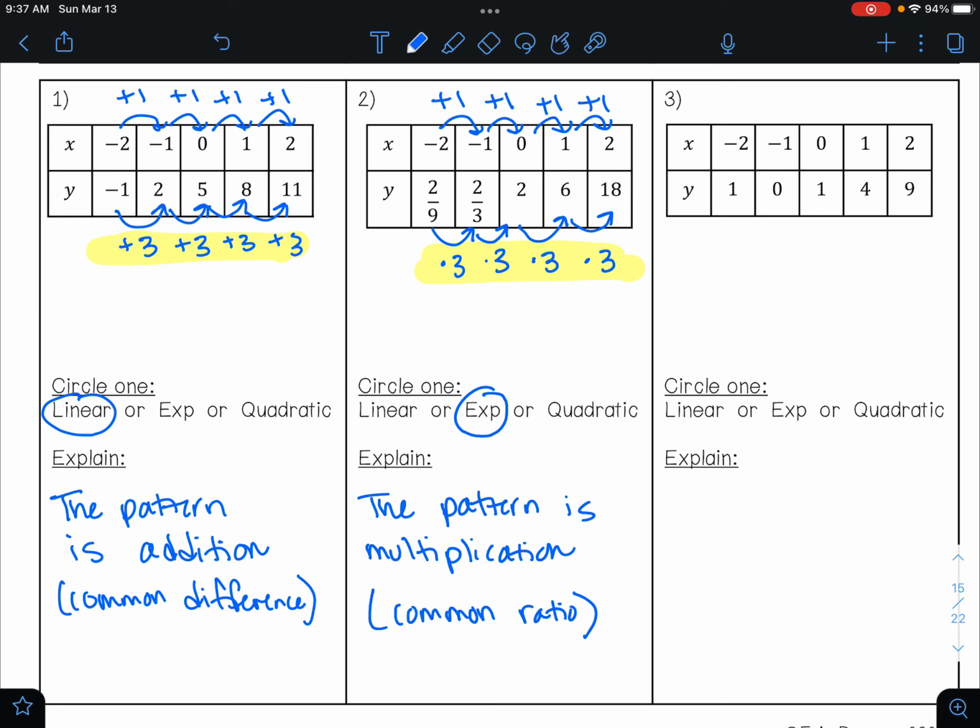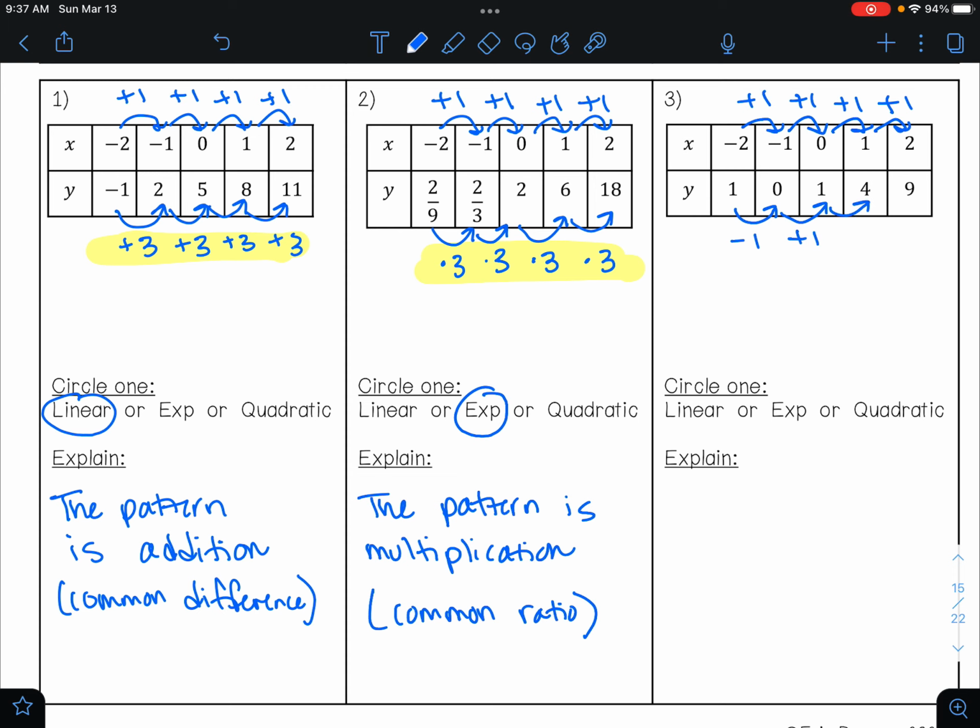Let's look at example 3. To go from -2 to -1, we add 1. -1 to 0, we add 1. 0 to 1, we add 1. And 1 to 2, we add 1. To go from 1 to 0, we subtract 1. To go from 0 to 1, we add 1.